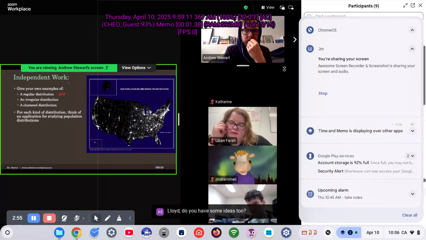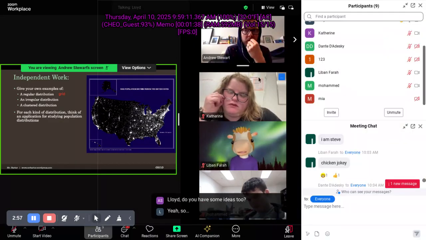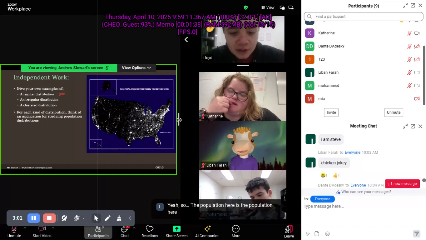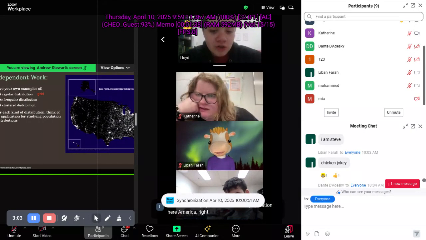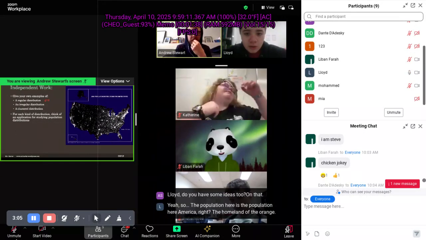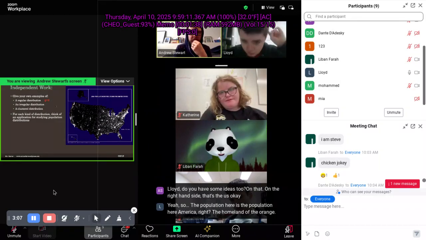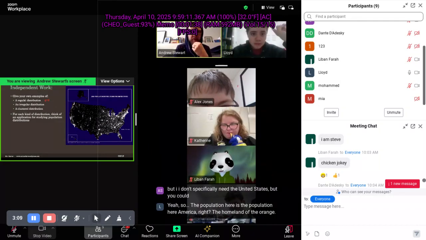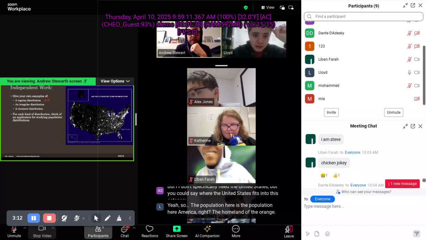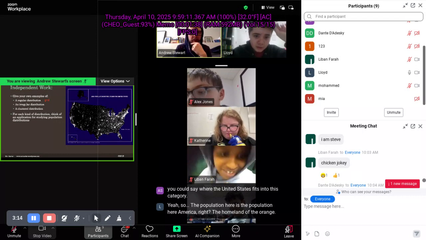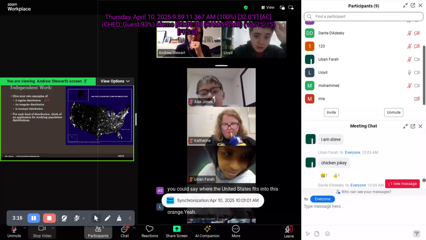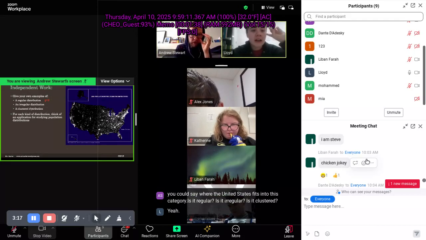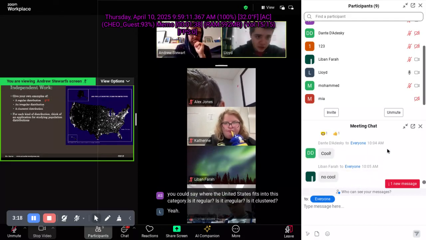So the population here is America, right? On the right-hand side, that's the U.S. Okay, but I don't specifically need the United States, but you could say where the United States fits into this category. Is it regular? Is it irregular? Is it clustered? I would say that it's clustered.